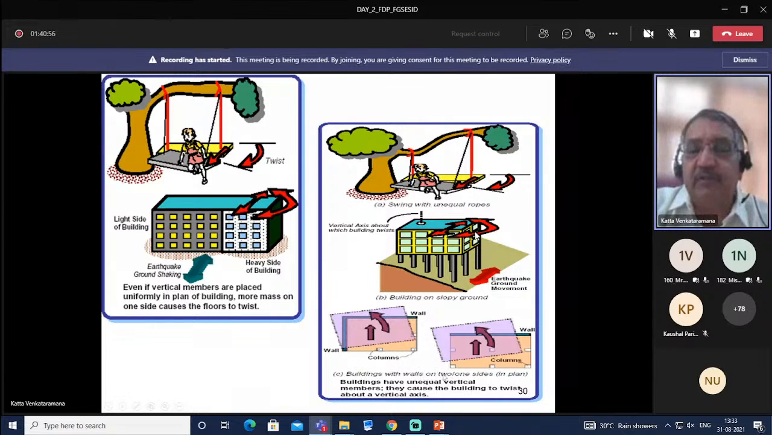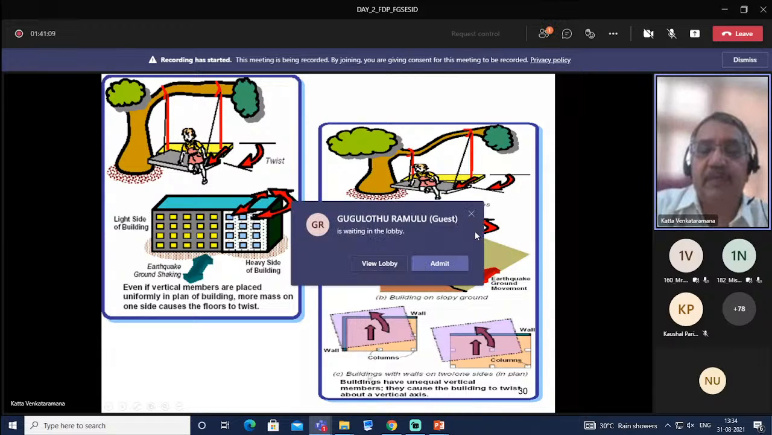Buildings with walls on two sides or one side in plan. In this case, we have walls here, and in this case, walls on one side. In such a case, also we can expect twisting, torsion. Buildings with unequal vertical members cause the building to twist about a vertical axis.